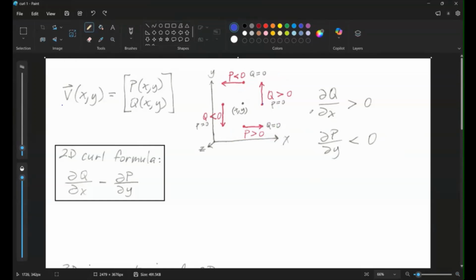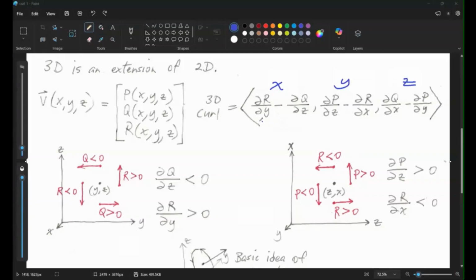Now we take these two things, partial Q partial x and partial P partial y, and we want to make them both positive. Well, this one already is. So let's subtract the other, because when you subtract a negative, it turns positive. If this result is positive, it tells you there's going to be a positive or counterclockwise curl. So this is the 2D formula.